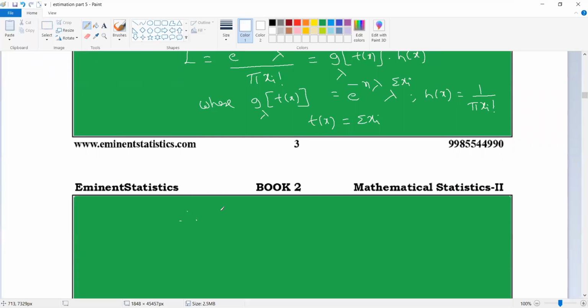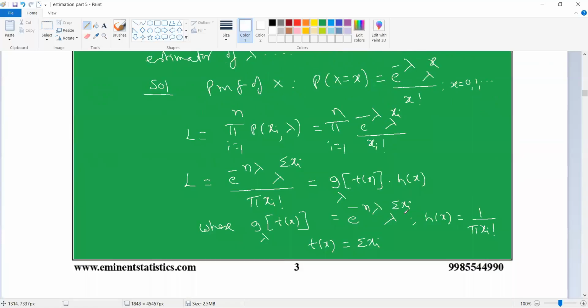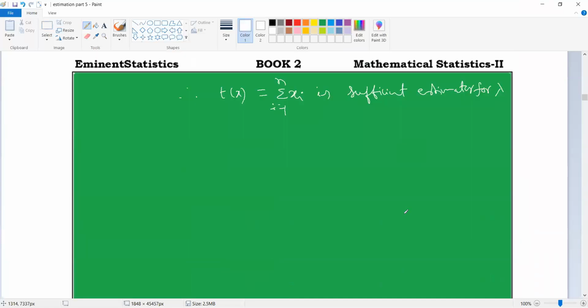Therefore, T(x), summation xi, i running from 1 to n, is a sufficient estimator for lambda. So this is the procedure. By the factorization theorem, we can easily identify the sufficient estimators of the unknown population parameters.